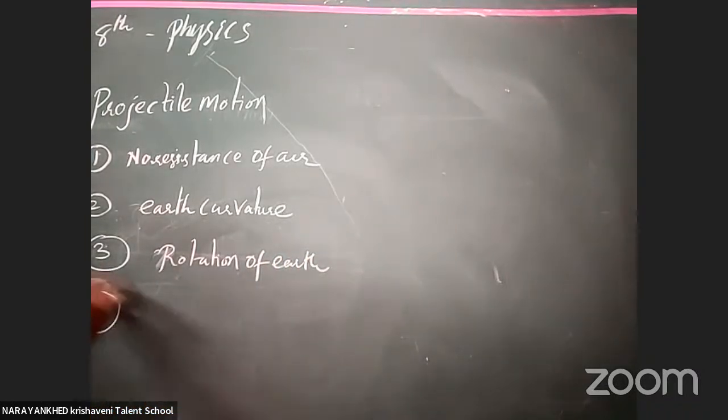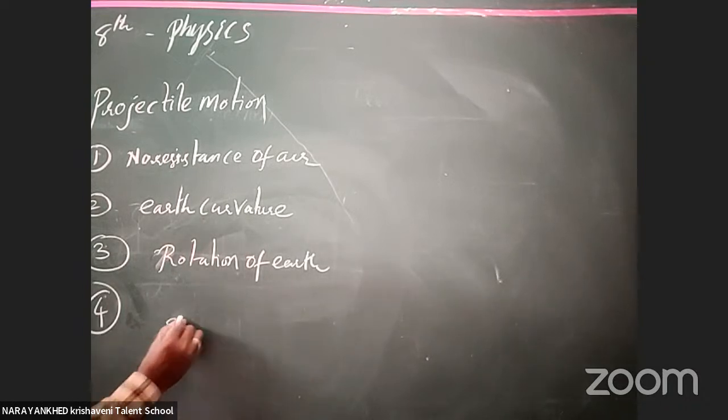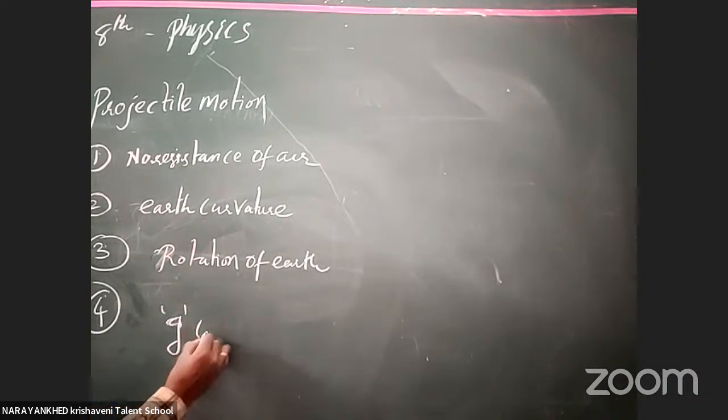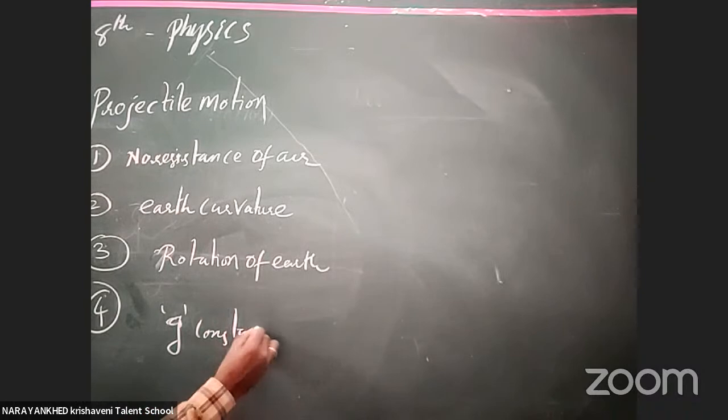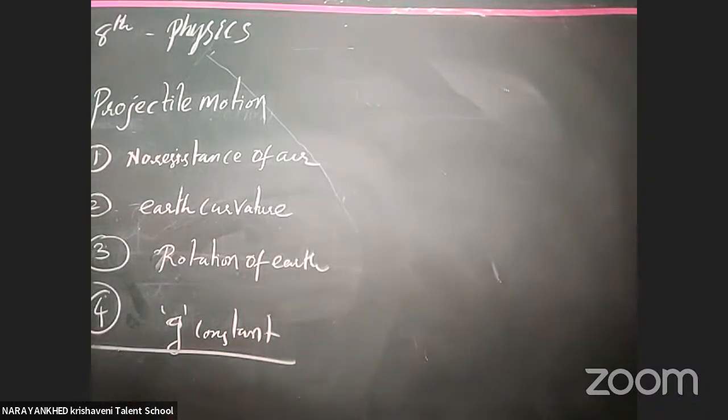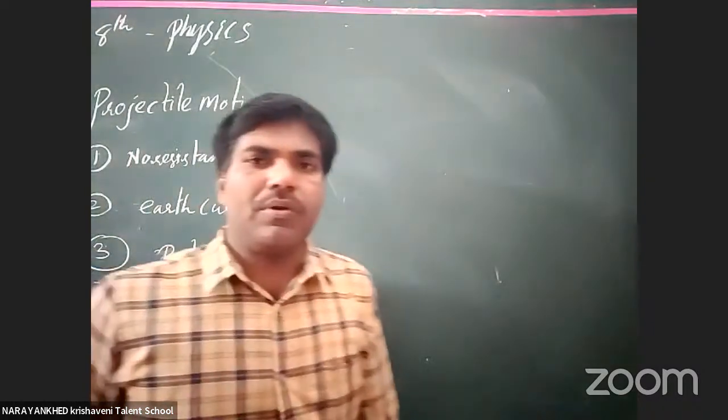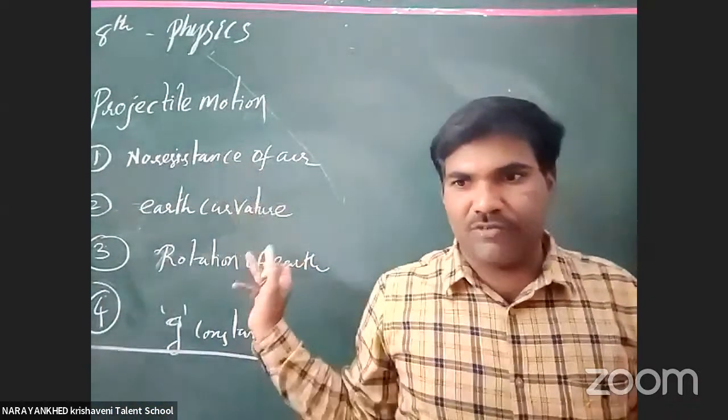Fourth, for all positions of a trajectory, the acceleration due to gravity is constant in magnitude and direction. Small g is a constant. When a body is under projectile motion, these four conditions apply.